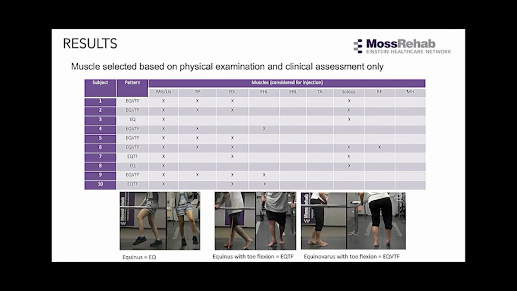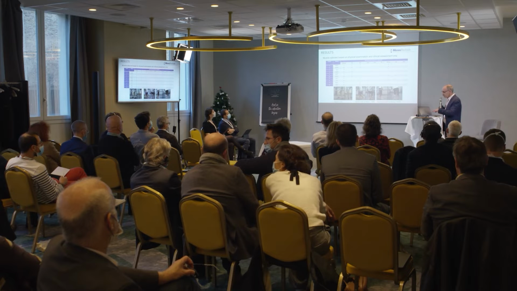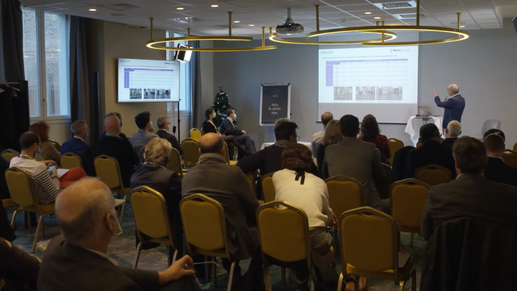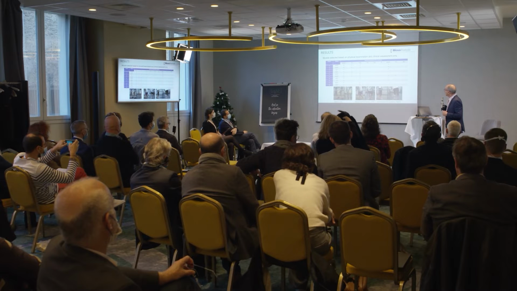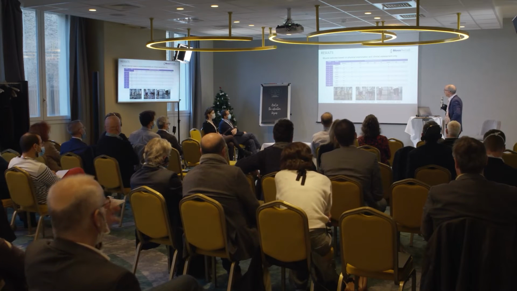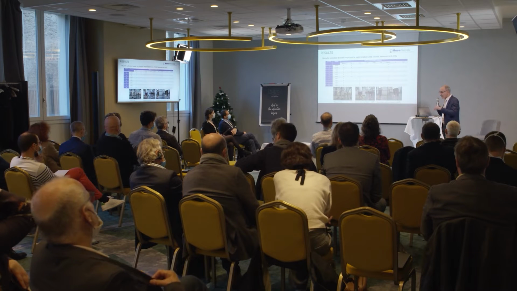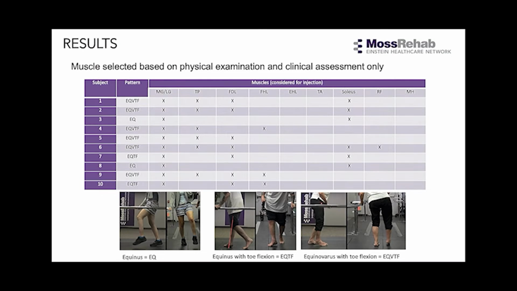So here are the 10 patients. And what we did is we did physical examination, clinical assessment, and came up with recommendations on the muscles that were selected. So what you see here are the muscles that were considered for injection on the 10 subjects that we had full follow-up. Medial lateral gastrocnemius, tibialis posterior, flexor digitorum longus, flexor hallucis longus, extensor hallucis longus, tibialis anterior, soleus and rectus femoris and medial hamstrings, for those patients that had proximal issues. But what you see here is that really the focus was primarily based on clinical assessment into the gastroc, tibialis posterior, FDL, and soleus. So that was really what came out of this clinical assessment.